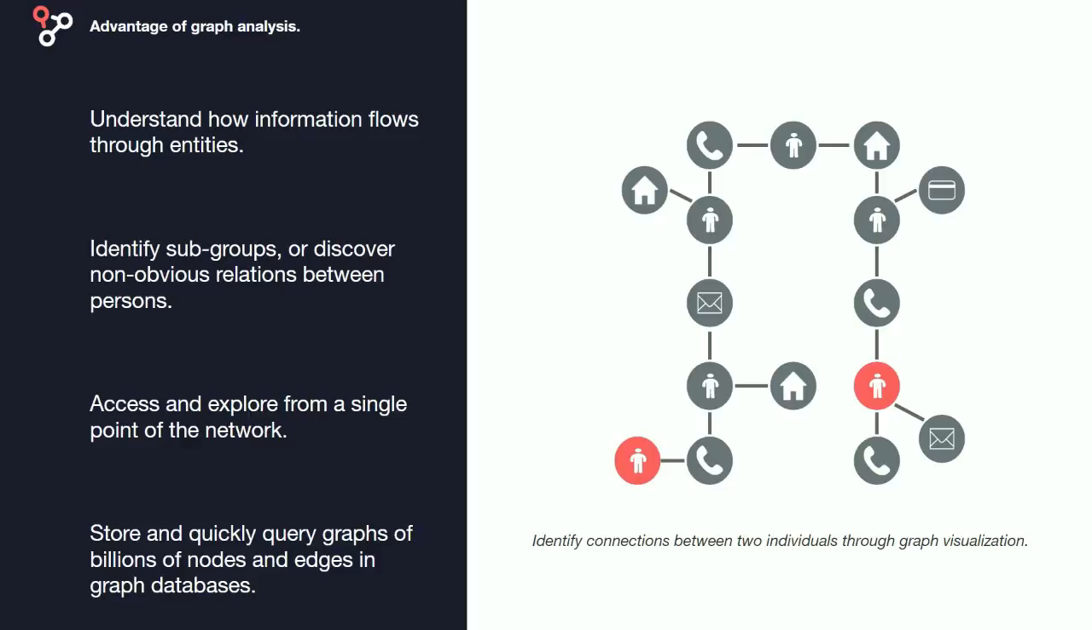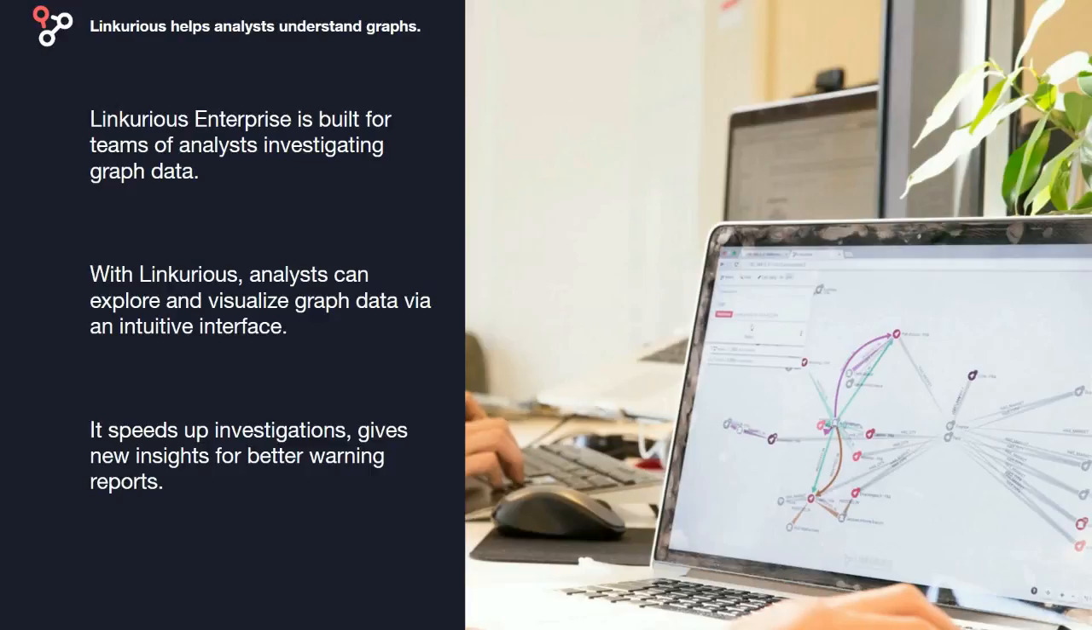So in addition to graph databases that are perfect to store graph data, services like Linkurious are designed to empower analysts for graph analysis. Linkurious Enterprise is an on-premise software built for teams of analysts investigating graph data. They can explore and visualize graph data with an intuitive interface, and visualization considerably reduces the scale and complexity of the analysis. Therefore, it speeds up investigation and gives quick insights to produce, for example, better warning reports.